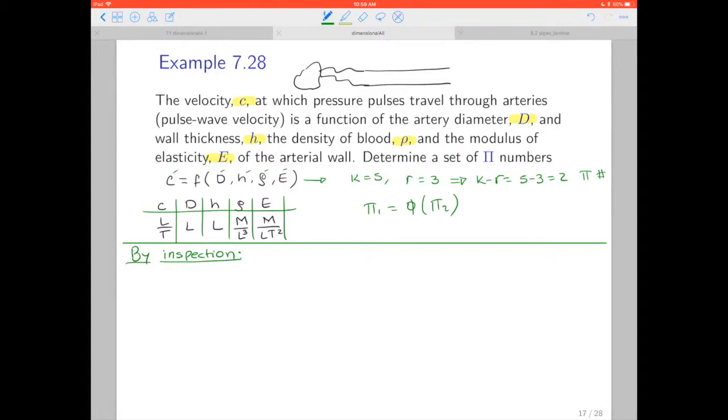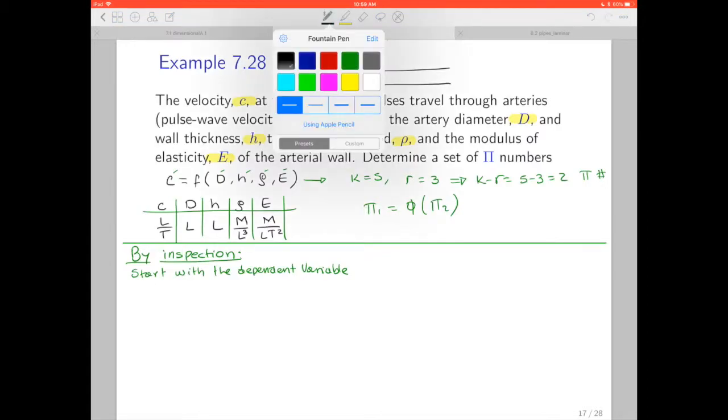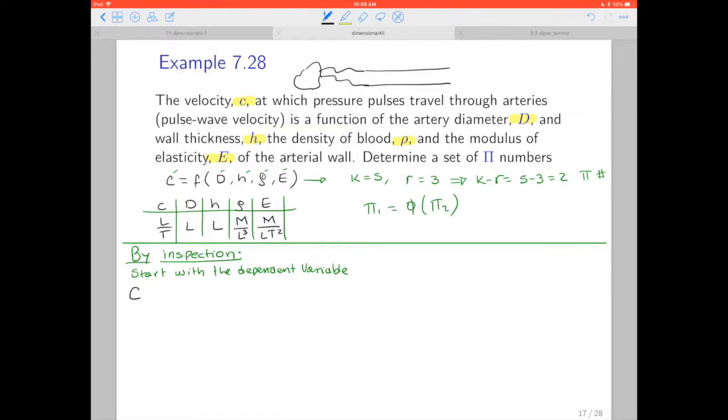First of all, we are going to start with the dependent variable, so that's the opposite to the method before. Now we start with the dependent variable. Okay, so the dependent variable is C, and the dimensions are L over T, length over time. So we need to convert this into a dimensionless variable.